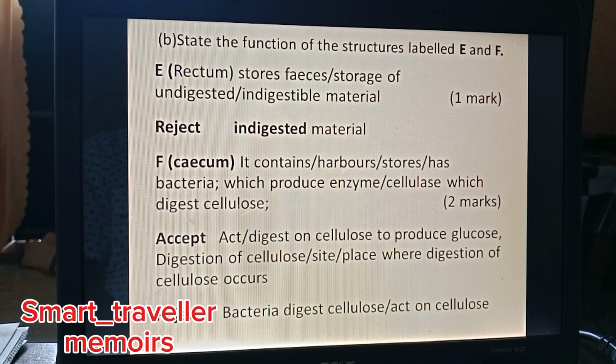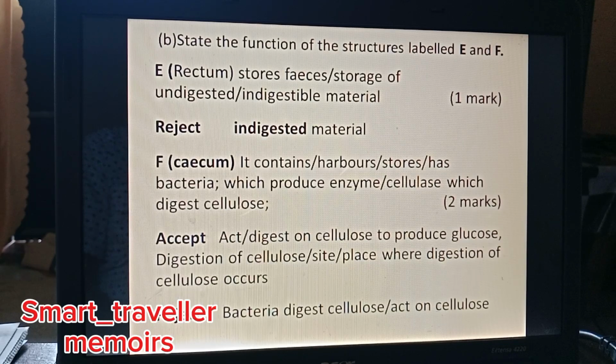State the function of the structures labeled E and F. E is rectum. And what is the work of the rectum? It stores feces. Or you can say it is storage of undigested material or indigestible material. Reject indigested.